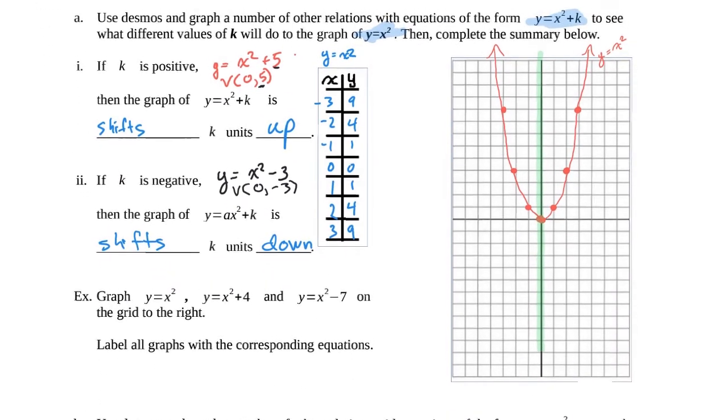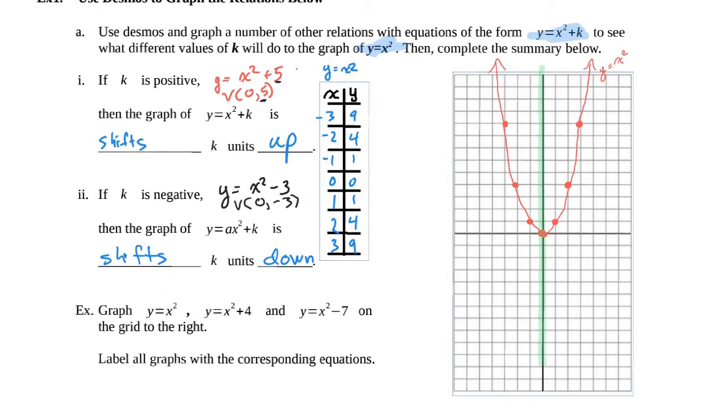So we're going to graph y equals x squared, which is our basic graph for our problem. So now we want to see what y equals x squared plus 4 is. So the key is, you just have to remember that all the points move up or down from the base graph. So let's do that, shall we?